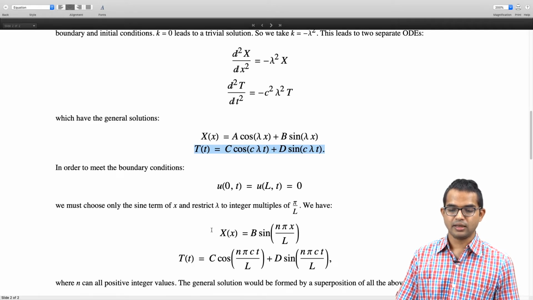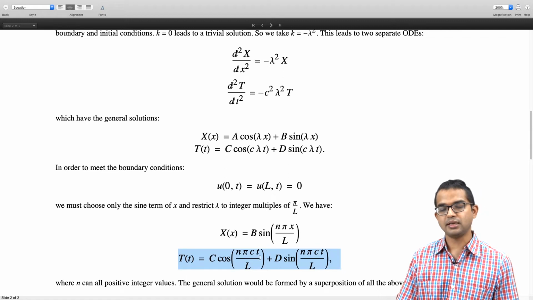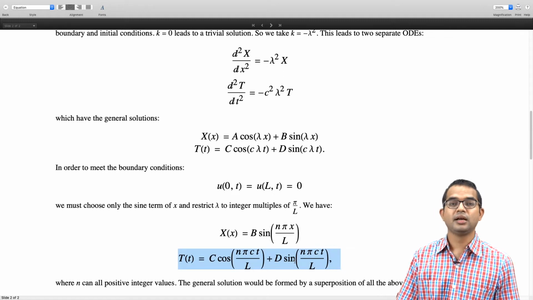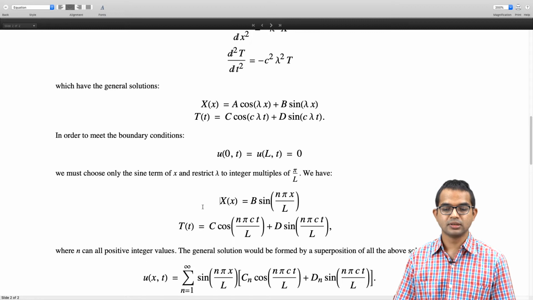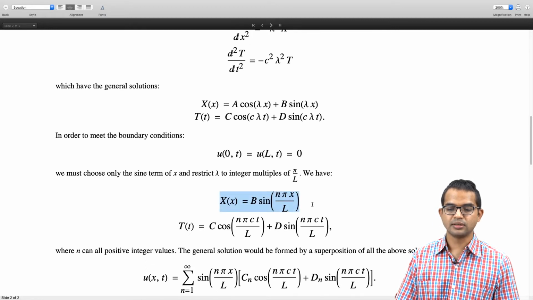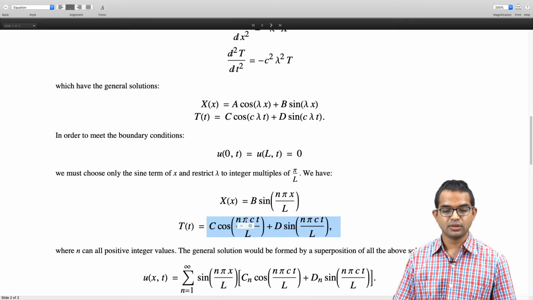So we can write X of x like here, and T of t is c cosine of n pi ct by L plus d sine of n pi ct by L, right. So the general solution would be found by a superposition of all these solutions, right. You can take this with this, and then n can take all positive integer values.